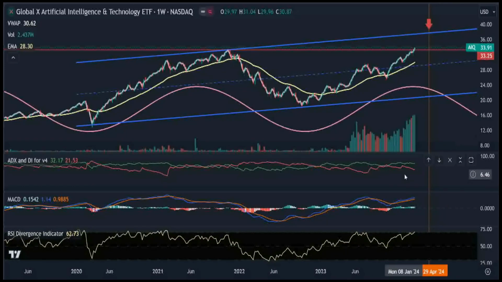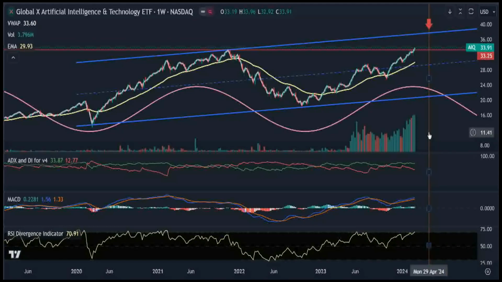The ADX-DI is slightly extended here. Could go a little further, which is what I'm predicting. It should go a little bit further. The MACD, of course, is riding high at this moment in time and could extend a little bit further over. And the RSI started its top here, a little pullback, and then back to the top again.